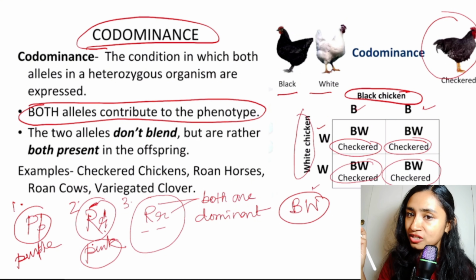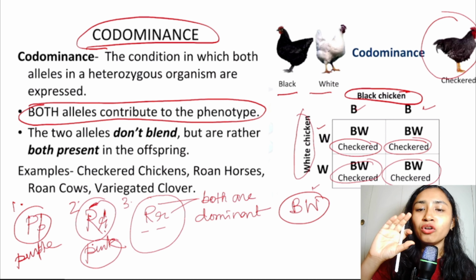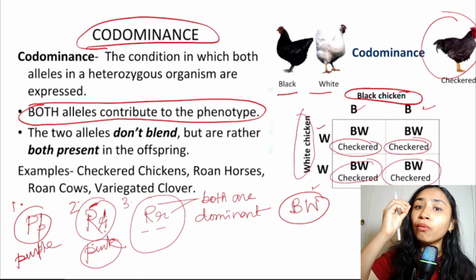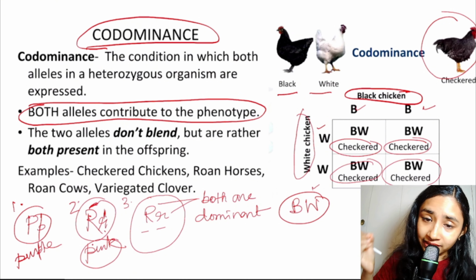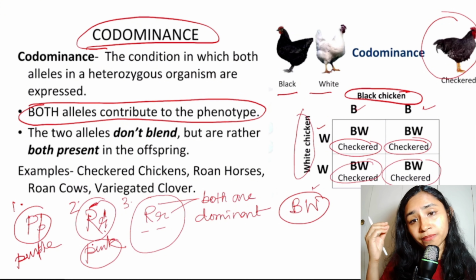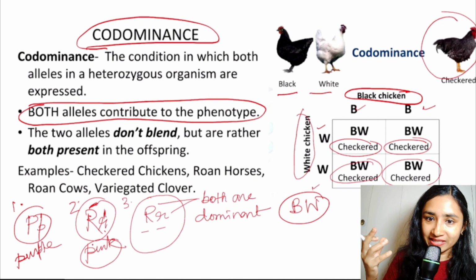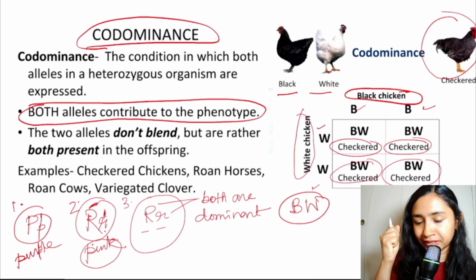There is no blending of the color. Black and white are not mixed into a gray color, but both the colors are present separately. You can see the white color in the chicken as well as the black color in the chicken. So this is known as codominance, where both the alleles are expressed.